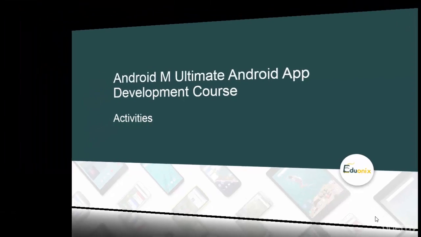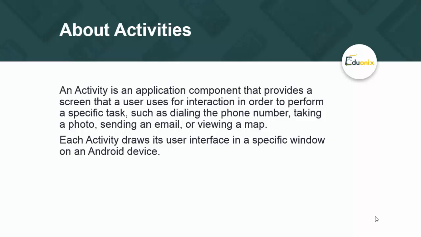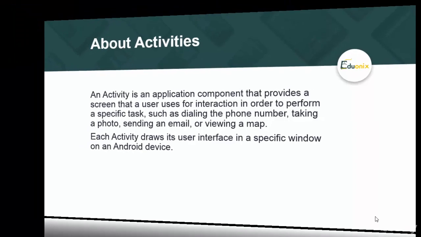Let's recall some of the points discussed about activities in Section 2, Lecture 2. An activity is an application component that provides a screen that a user uses for interaction in order to perform a specific task, such as dialing the phone number, taking a photo, sending an email, or viewing a map. Each activity draws its user interface in a specific window on an Android device. On the next slide, we will create an activity.